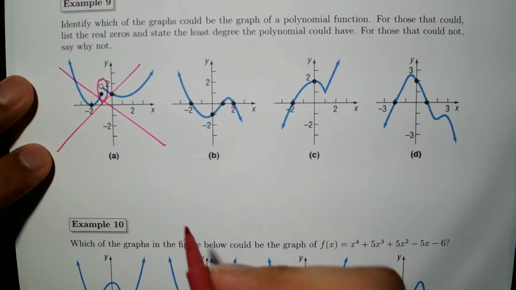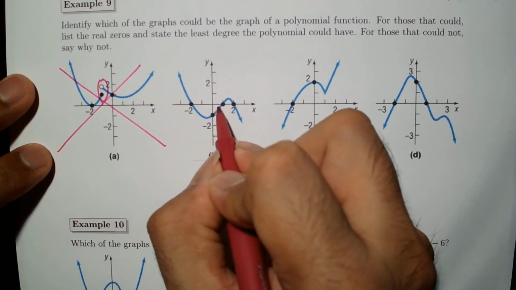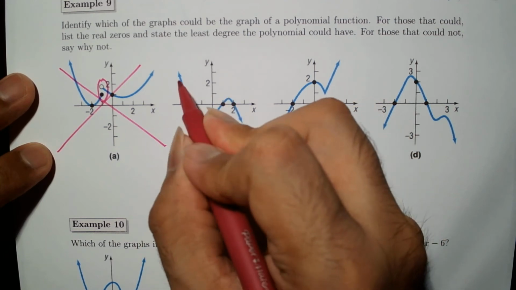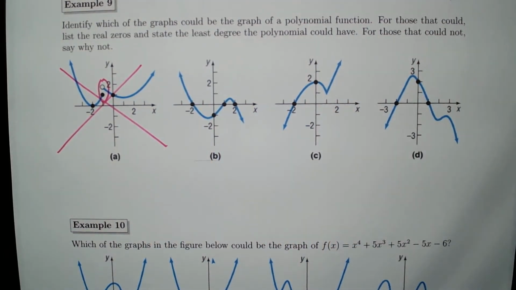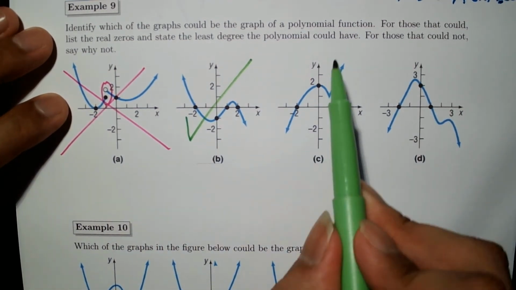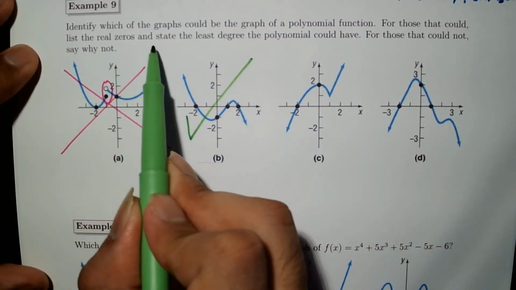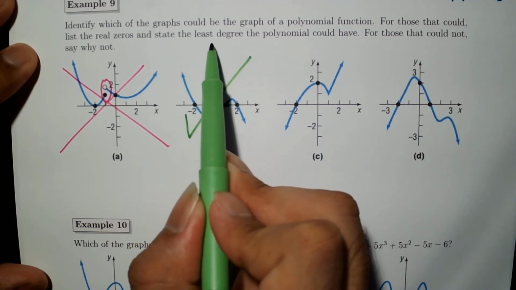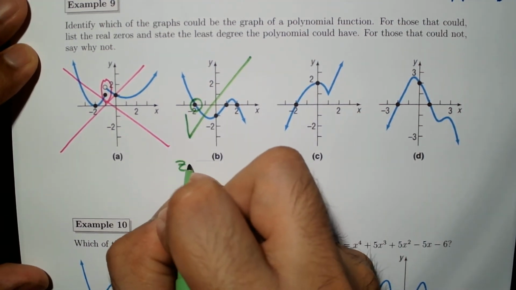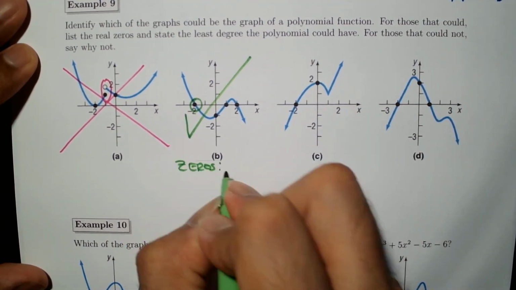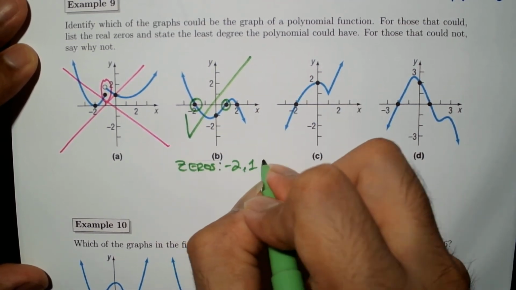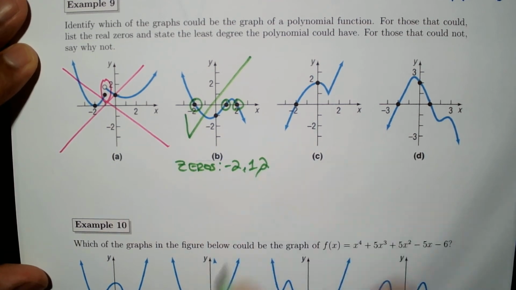Now, what about letter B? Letter B, if we walk along the graph, it's clearly smooth, and it's continuous. So in this case, it is the graph of a polynomial. So for those that are, list the real zeros and state the least degree of the polynomial. In this case, one of the zeros is -2, the other zero is 1, and the other zero is 2.